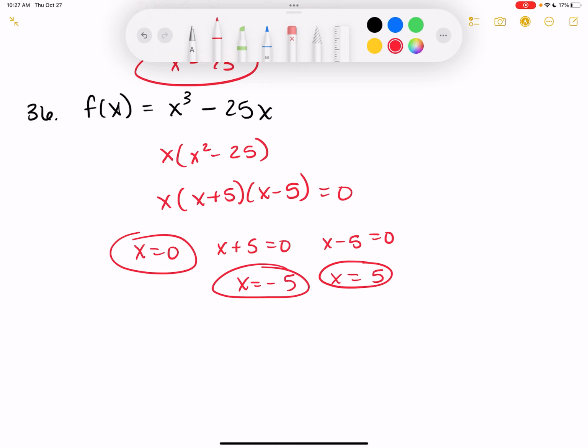Get an answer? What do we get? Well, there's 3 solutions. X equals 0, x equals 5, and x equals negative 5. Yep. Any questions about that one? You need to take out an x first and then don't get rid of it. That's the common mistake. And then difference of squares.